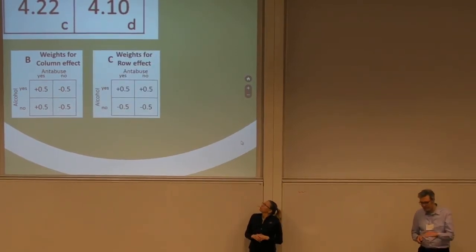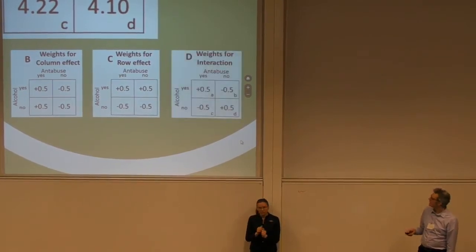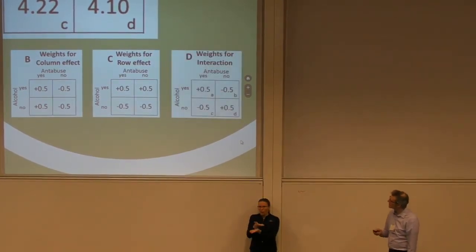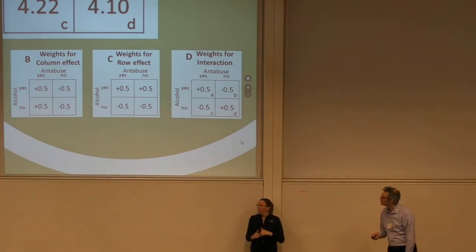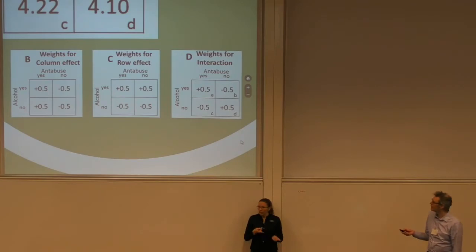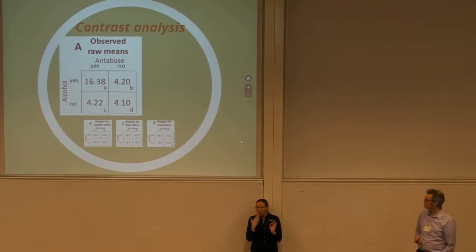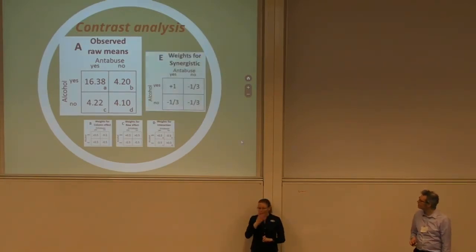If you want the row effect, you would do something similar. And for the interaction, you would look at the diagonals. So this is actually the standard set to run an ANOVA: the two main effects and the interaction in the 2x2. But what is nice with contrast analysis is that you can make it as complicated as you want.